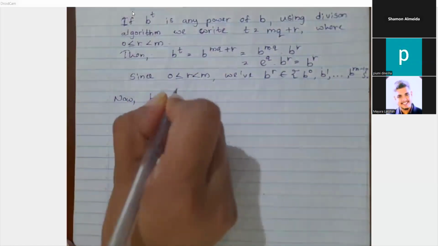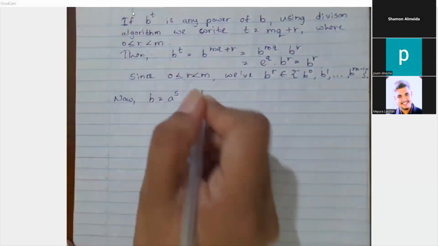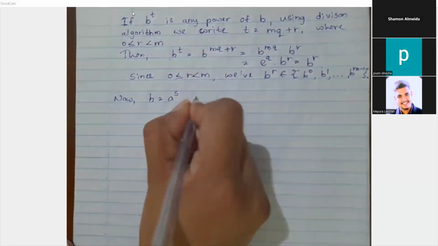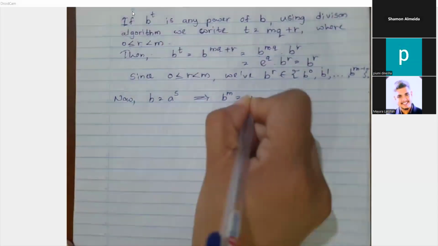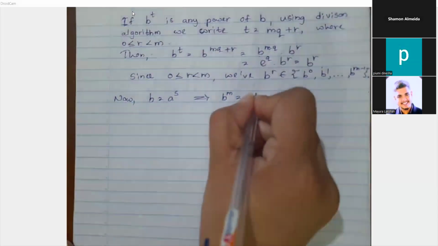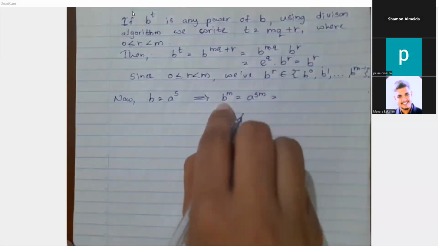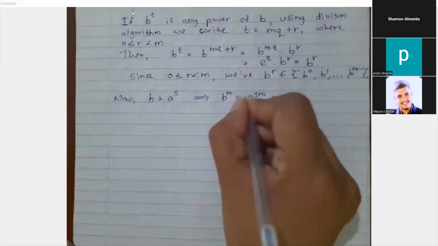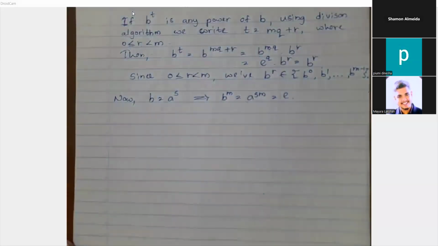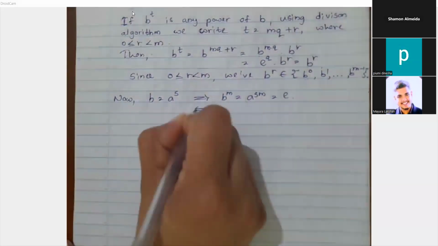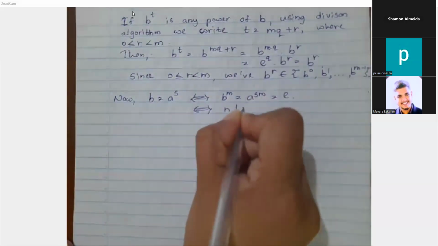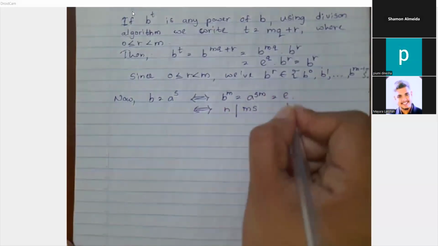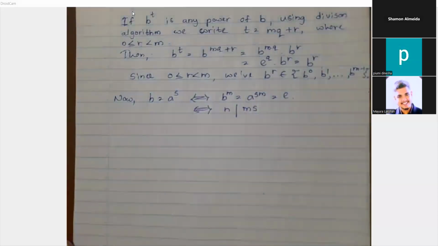Now we know b is taken to be a to the power of s, right? And this is actually if and only if b raised to the power of m, we take the power of m on both sides, right? Because b raised to the power of m is the identity, this element becomes the identity. What does this tell you? This tells you n divides ms. Why is that? Why do we have n dividing ms?